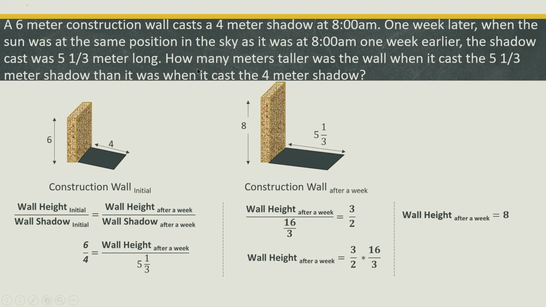We have been asked to find the difference between the new height and the original height, which is going to be 8 minus 6, which is 2. So after a week the wall was 2 meters taller than before.